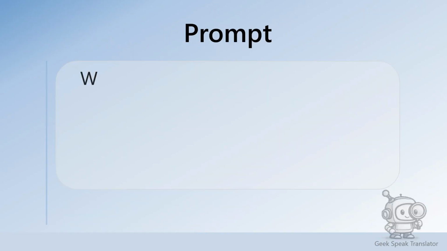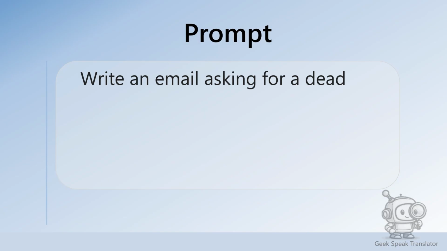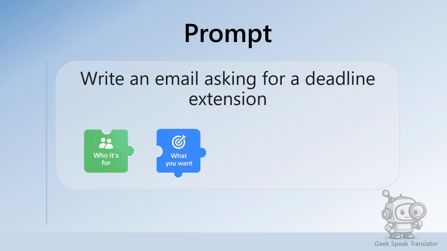Let's look at some examples. Here's a simple prompt: Write an email asking for a deadline extension. There's nothing wrong with this prompt, but AI has to make a lot of assumptions. Who are you writing to? Why do you need more time? What tone should you use? How formal should the message be? Because it doesn't know, the response will likely be generic.